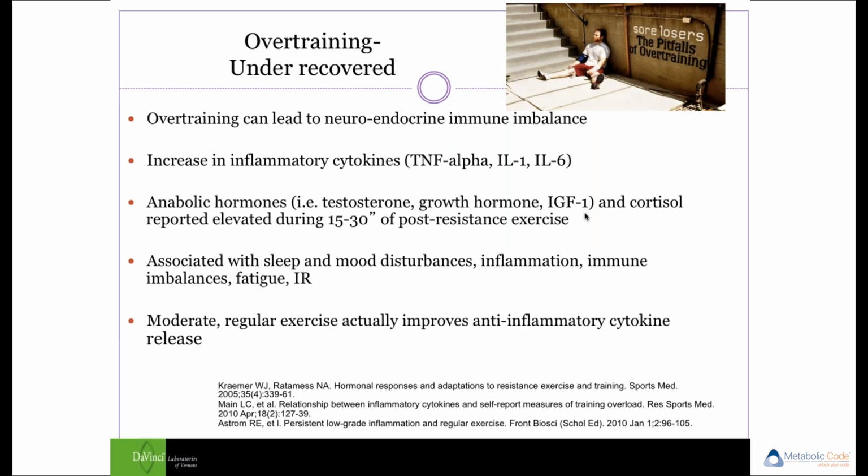Usually what happens is when we stop exercising, there's a release of these anabolic hormones and cortisol, which are reported to be elevated 15 to 30 minutes post-resistance exercise. So the body automatically goes into that repair mode. But overtraining has been associated with sleep and mood disturbances, inflammation, immune imbalances, fatigue, and insulin resistance. And that moderate, regular exercise actually improves anti-inflammatory cytokines release.